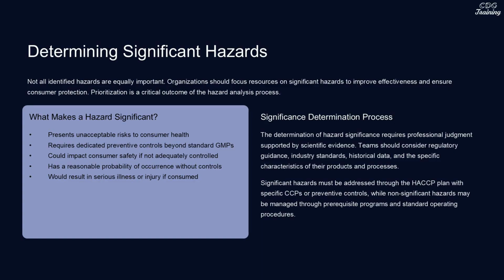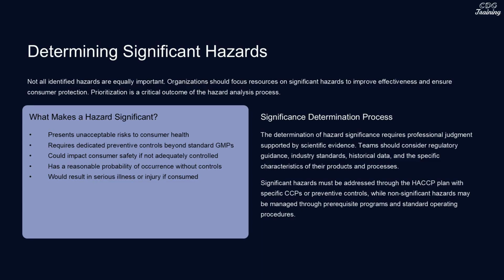A hazard is significant if it presents unacceptable risks to consumer health, requires dedicated preventive controls beyond standard GMPs, could impact consumer safety if not adequately controlled, has a reasonable probability of occurrence without controls, or would result in serious illness or injury if consumed.